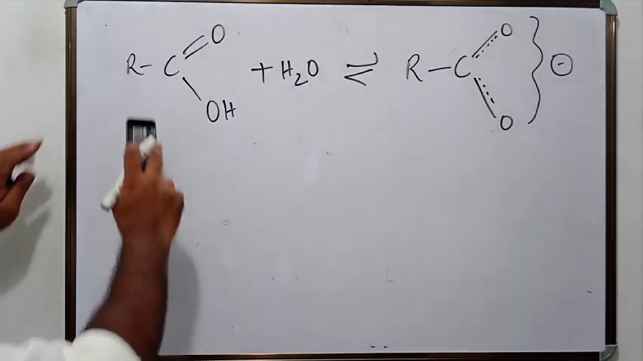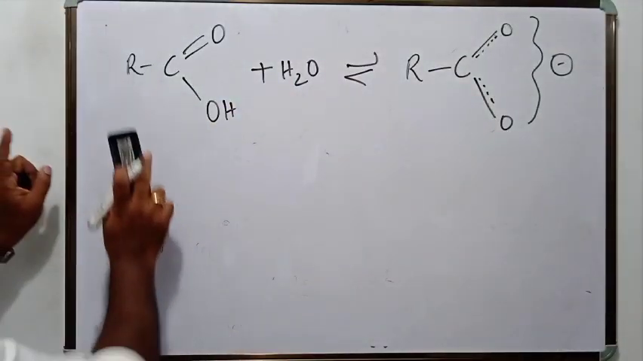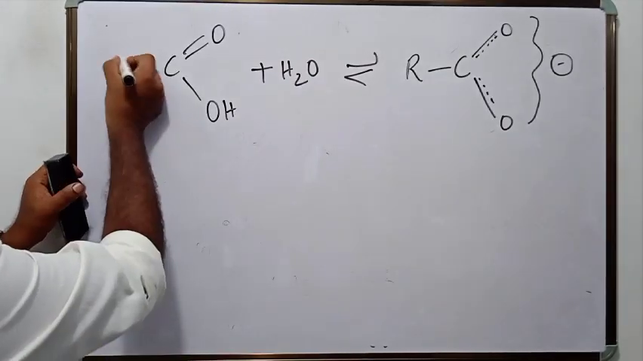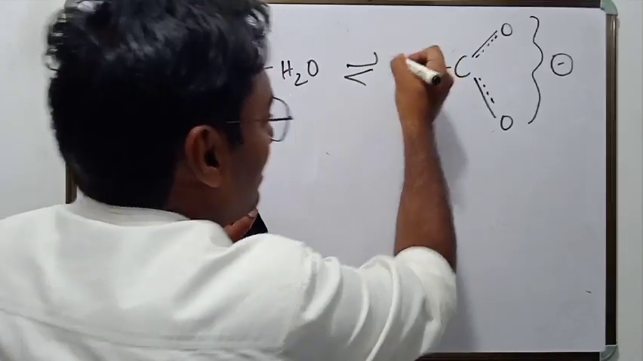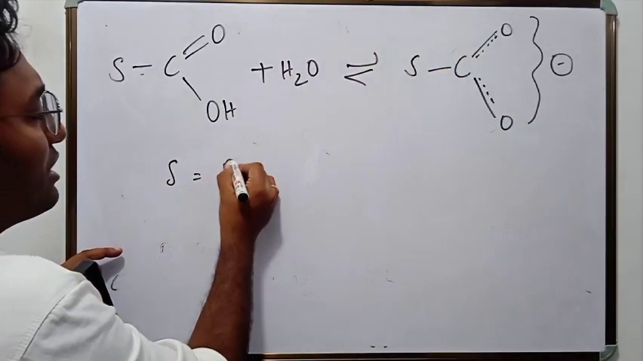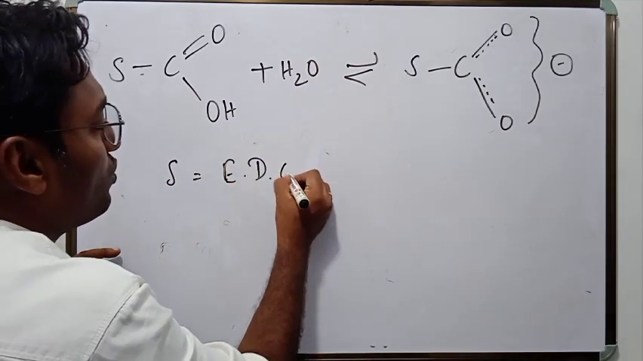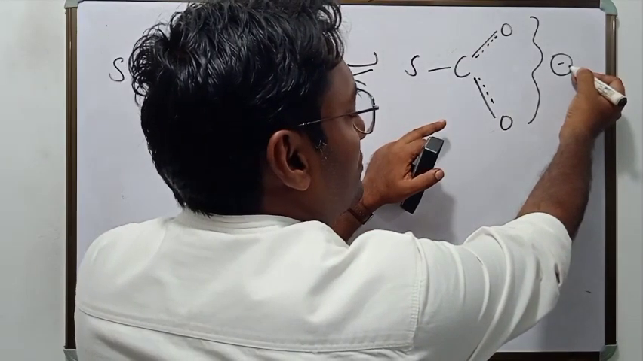Now R is a substituent. Shall I write S? I am writing S. Okay, S. Here also I am writing S. Right. Now if S is an electron donating group, what would happen? Let me tell you. Look at this negative charge.